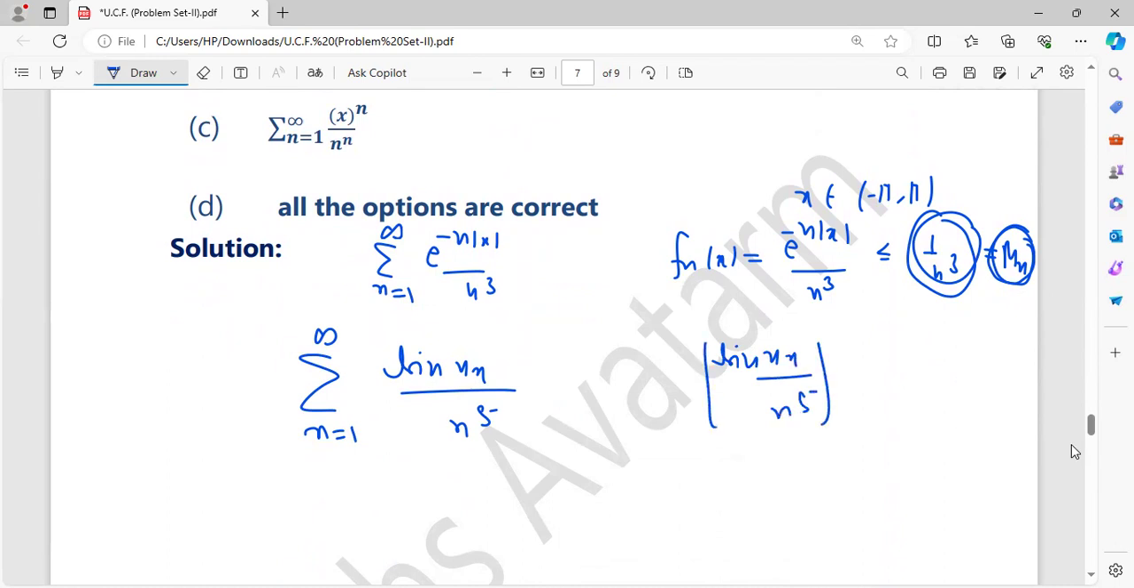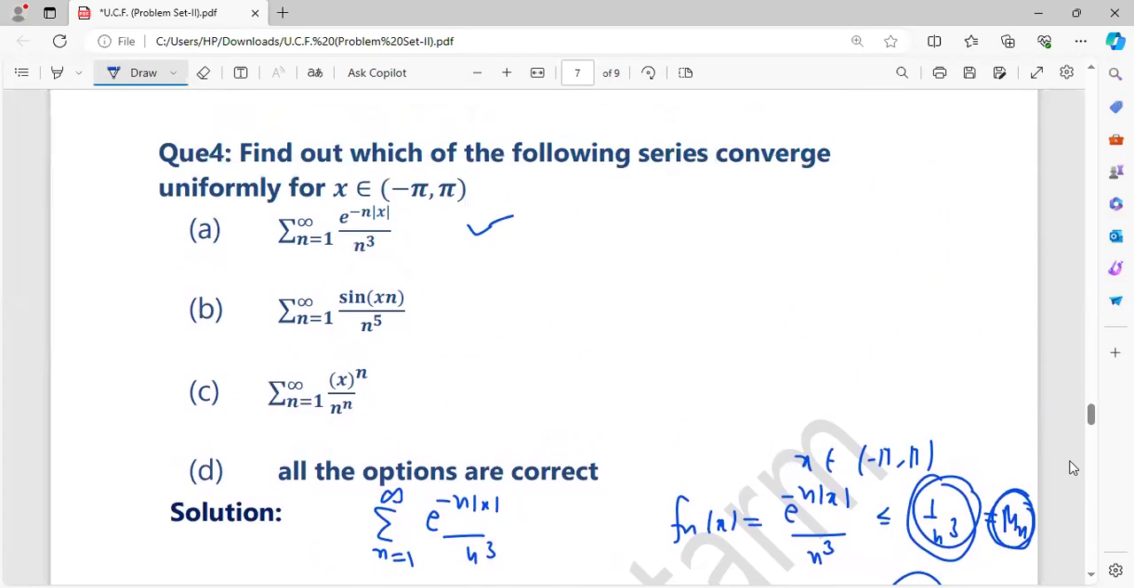Its absolute value. Sin is bounded by 1. It is n pi. Again, such type of series, that series whose term is this, is convergent by the Weierstrass M test. Okay, Weierstrass M test, it is convergent. So the second option is also correct. What about the third option?